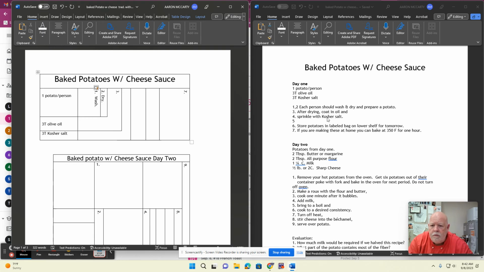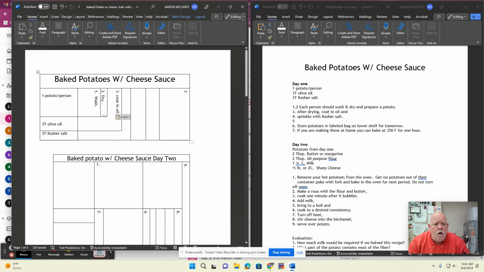Step 3, after drying, coat in oil. Okay, copy that, paste it right here. Now, I've got my writing going vertically. You can do it horizontally if you want, but start at the top. If you need more space, like here on step 3, if you start writing here, continue down there. Don't start writing here, continue up there. So all of your steps need to start at the top of the line and move their way down.